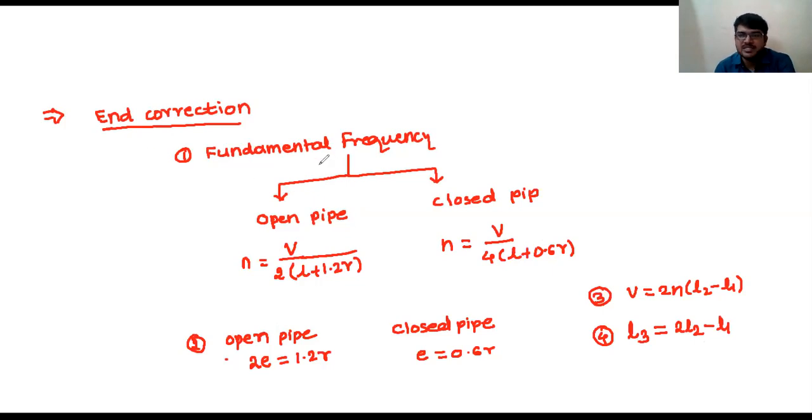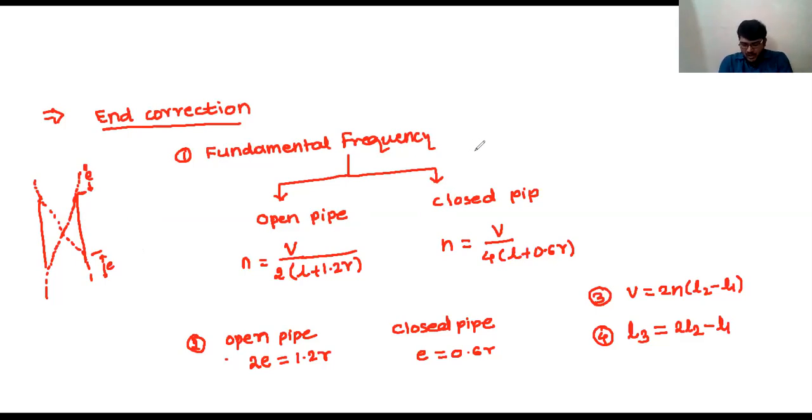We have learned end correction. End correction means what? End correction is the distance from this end till this, where your antinode is getting formed. Either it may be closed pipe or it may be open pipe. For open pipe you will have two end corrections, this side and this side, whereas in case of closed pipe you are having only one end correction. This we have learned in yesterday's class.